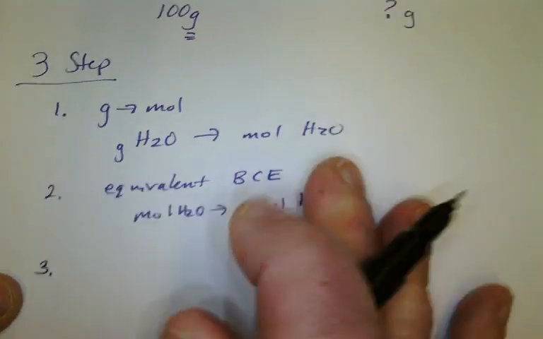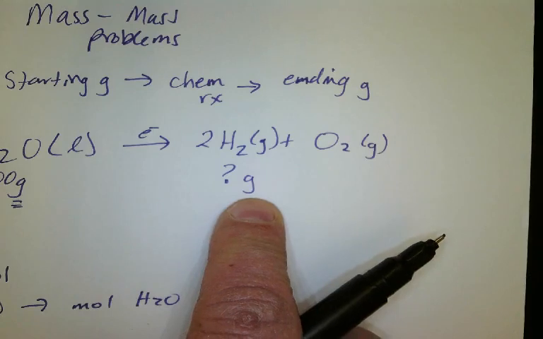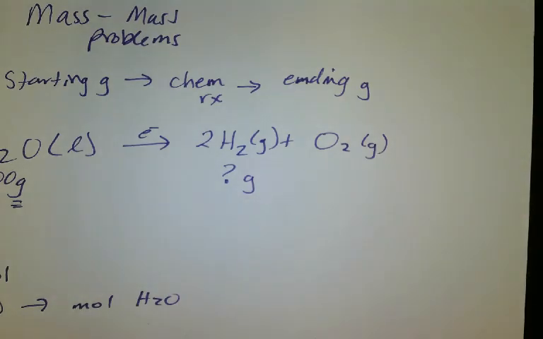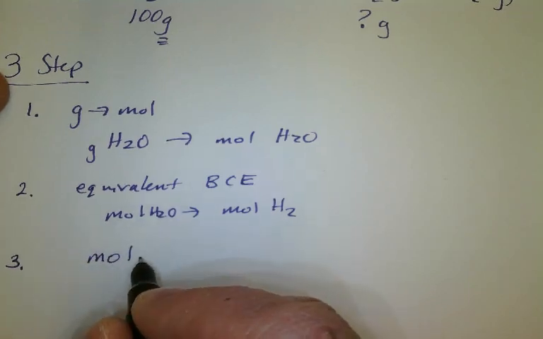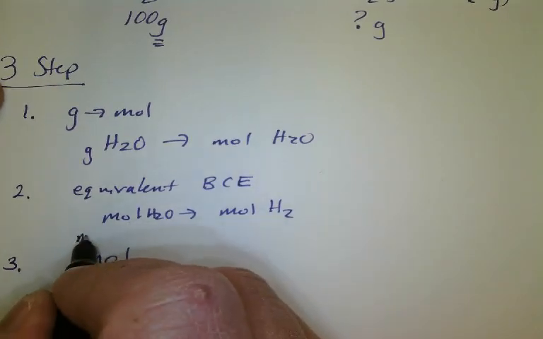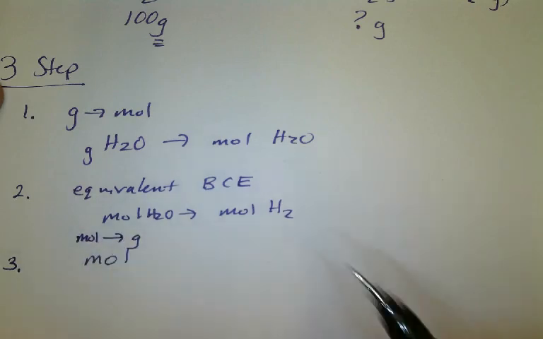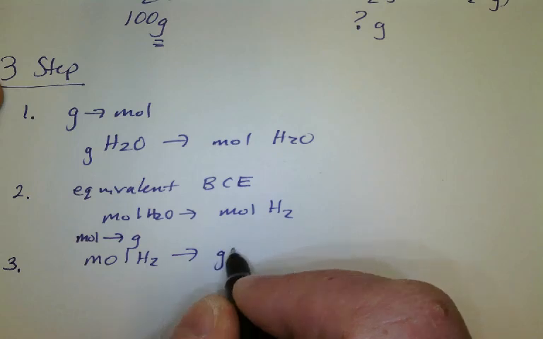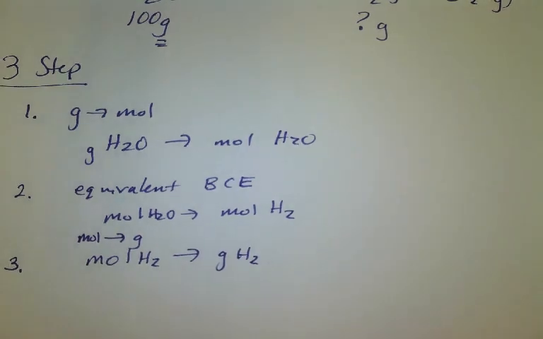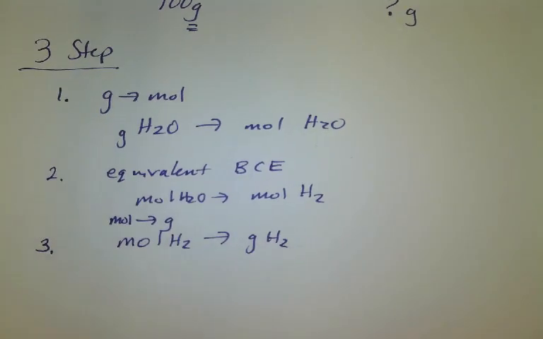I don't want my answer in moles because I can't count moles, right? We discovered last week we can't count moles. We have to convert it into grams or liters. So that's what I'm going to do. My last step is I'm going to change my moles into grams. So I have my moles of hydrogen, and I'm going to change that into grams of hydrogen, which I can put on the scale, and I can mass.